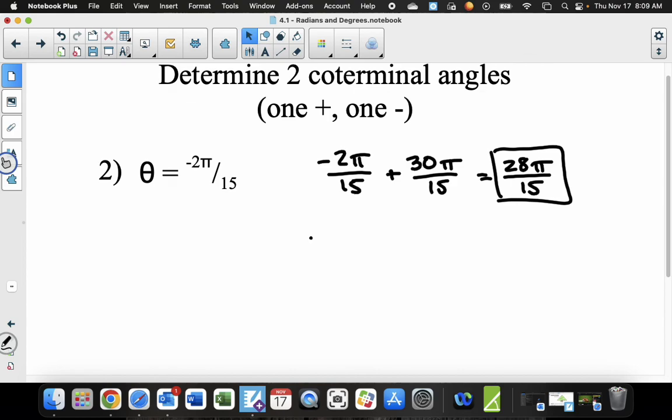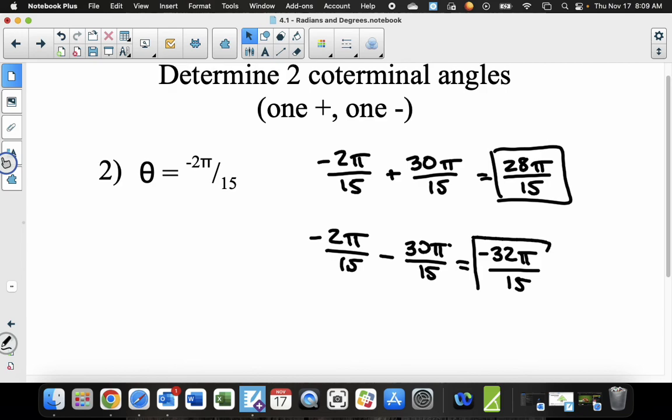And then if we take negative 2 pi over 15 and I subtract 2 pi, meaning I'm going the other way, but a full complete circle, we again subtract 30 pi over 15, which means we end up with negative 32 pi over 15. And there's the negative version of the same thing.